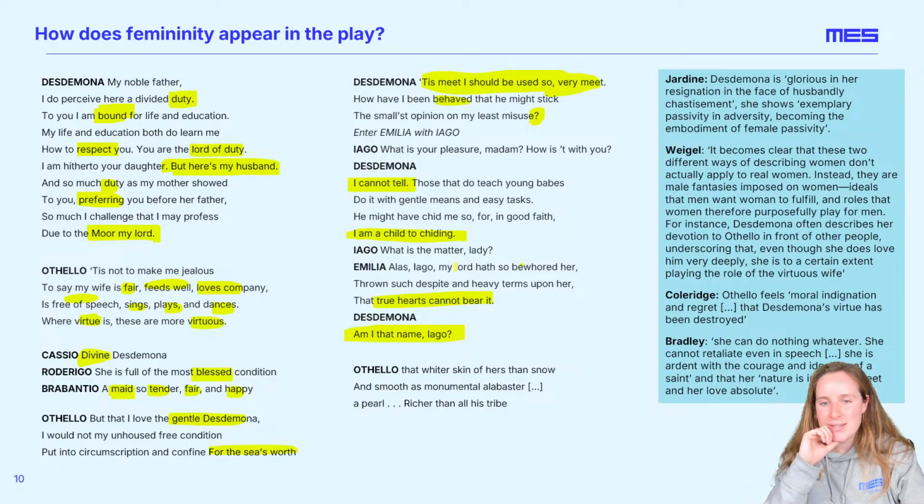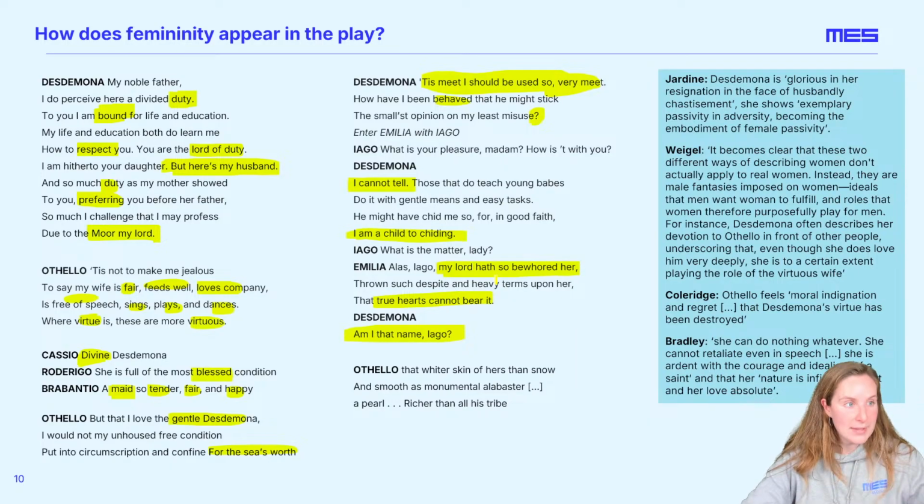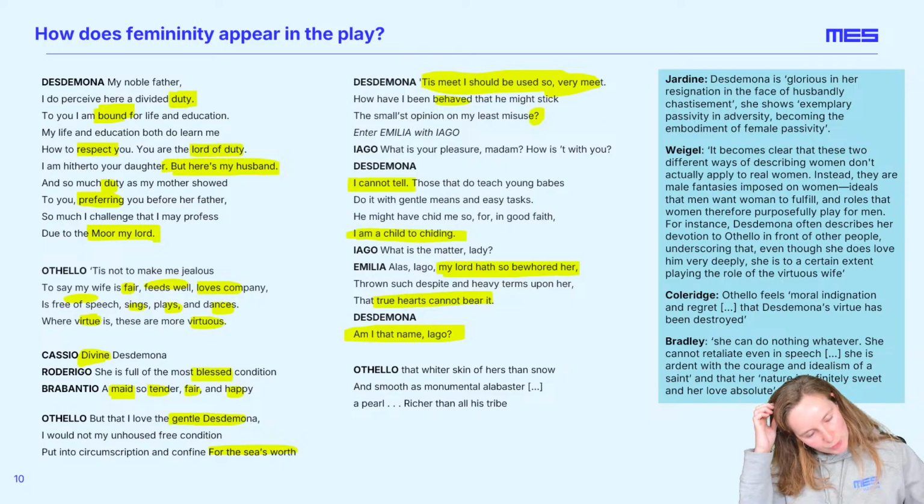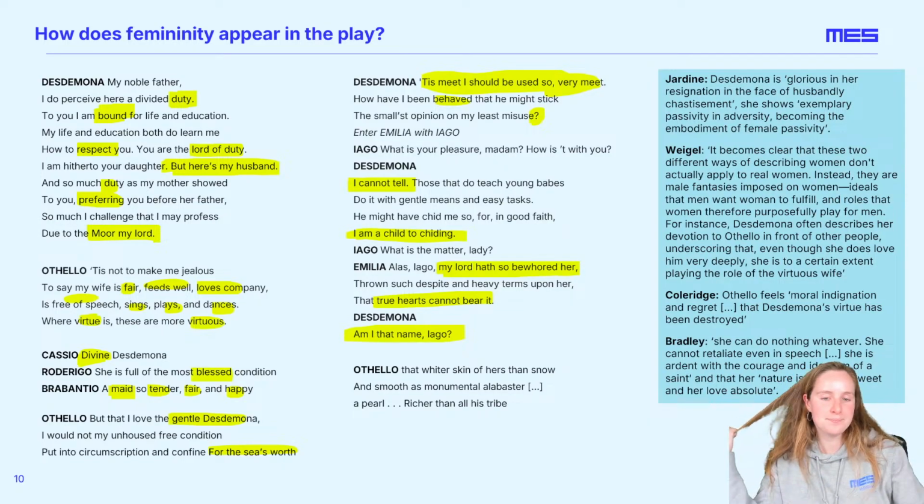And Emilia says, my lord hath so behawed her, has called her a whore, that true hearts, that honest hearts can't bear it. It's unbearable to hear Othello talk about Desdemona this way. And it seems that Desdemona, again, kind of defers to a man to answer this question, like, am I that name? She won't even say the name. Shows her innocence and purity, this idea that she's the embodiment of Jacobean femininity.